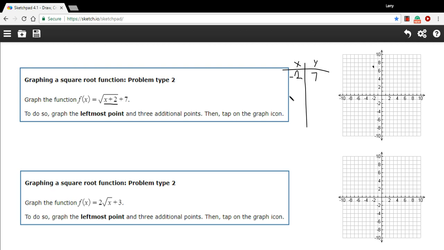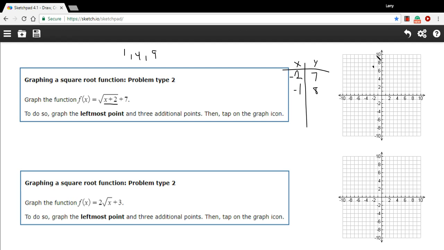All right, now we need to just pick some more values. And remember, when you're graphing square root functions, it's smart to pick values that make what's underneath the radical sign a perfect square. So numbers like 1, 4, 9, 16, those are going to be great numbers. So let's see if we can make what's under here 1. What would I have to put in for x to make this part 1? Well, that would be a negative 1, because negative 1 plus 2 is 1. So I'm going to put in negative 1 here. That means the square root of this would be 1, plus 7 would be 8.